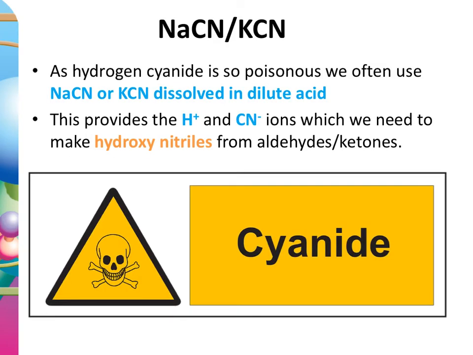So instead of using hydrogen cyanide as our source of cyanide ions, we're going to be using sodium or potassium cyanide, and we're also going to be dissolving those in a dilute acid, because we are actually going to need the H plus ion as well as the cyanide ion. So the combination of the sodium or potassium cyanide dissolved in dilute acid gives us the H plus and cyanide ions, and that's going to allow us to make hydroxynitriles from aldehydes or ketones.